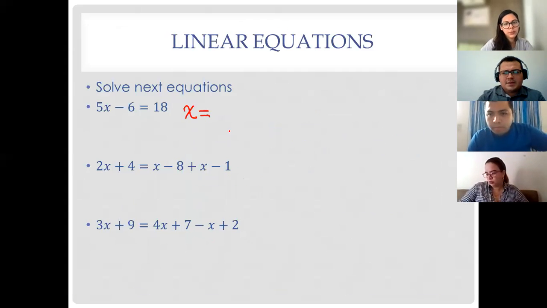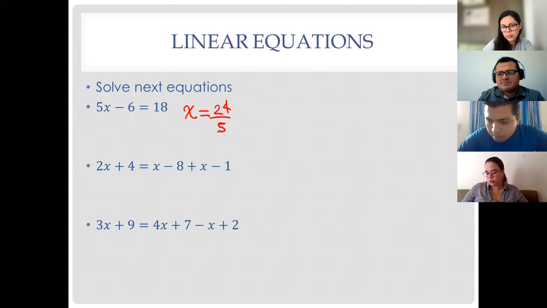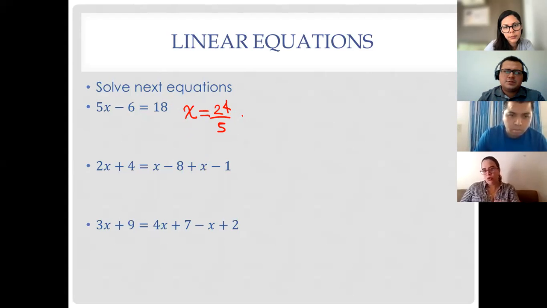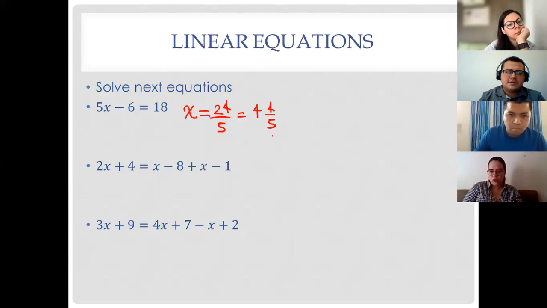So it's true. I think here we have x equals, you pass the 6 to the other side, so it's going to be 24/5, right? It will be okay like this. You can write it as a mixed number too, no problem, which is 4, and then 4/5. Yeah, okay. So you can write it like that.